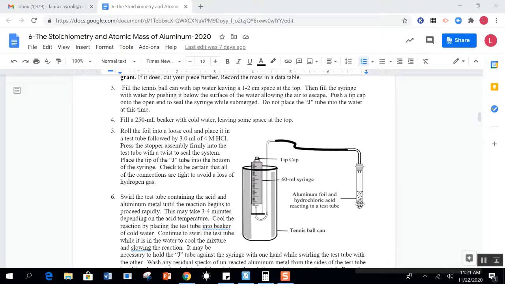Just to review some of the data that was collected: you would have massed this piece of aluminum. You would add excess molar HCl, and then a reaction would occur. It would produce hydrogen gas, which would go through this tube and bubble into a container that is completely devoid of any type of air or gas to start with. Since it's being collected over water, not only would you have H2 gas, but you would also have water vapor. So you would end up having a mixture of both of those substances collected in this tube.